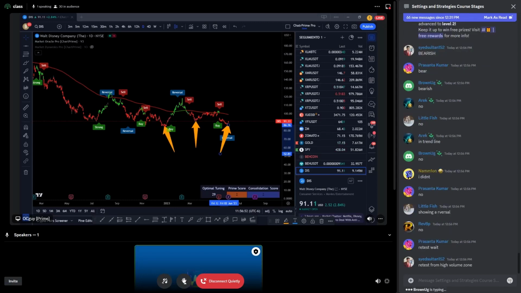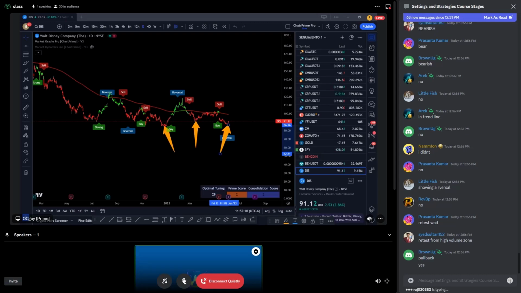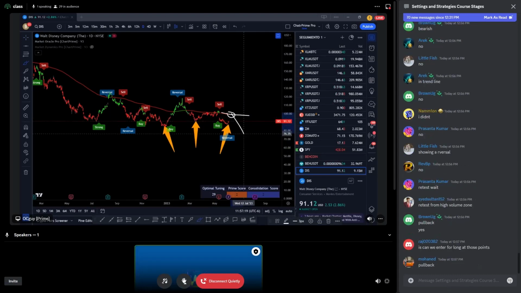All right, so yes, guys, we are not entering for a short here because we want to be smart, right? And enter on a pullback. Yes, just like you guys mentioned. Being bearish doesn't mean that we are always going to be shorting. We want to find the retest to short the market, correct?